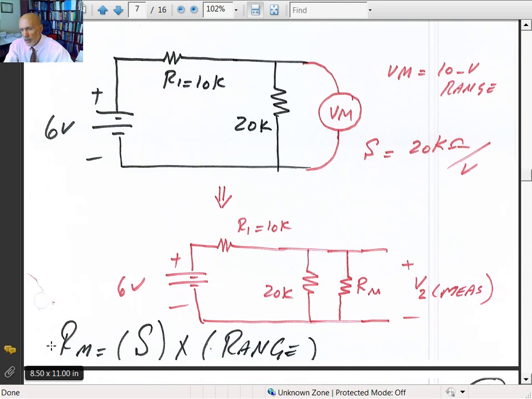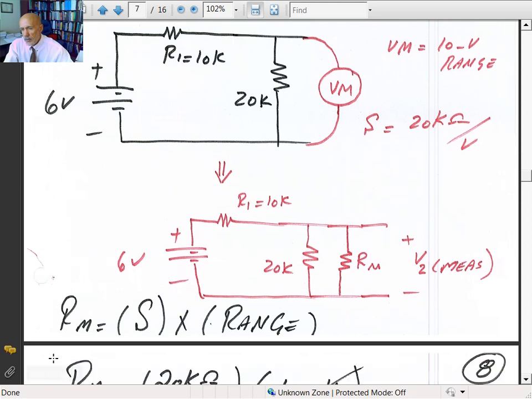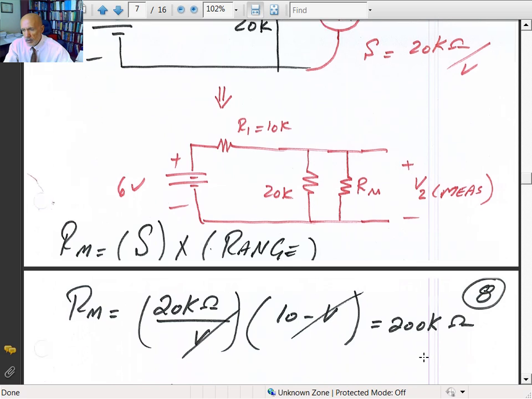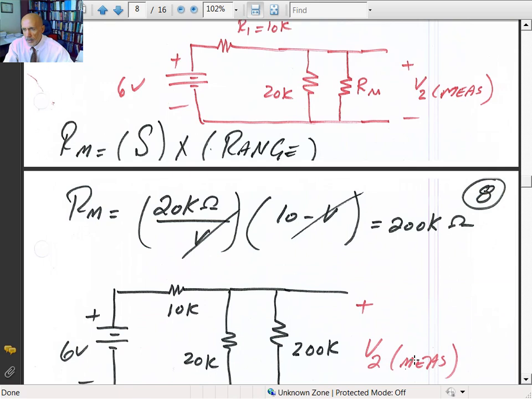Now, the R of the meter, if it's 20 kilo ohms per volt, so for every volt you have 20 kilo ohms. So the R of the meter is always equal to sensitivity times the range, or scale. R of M is 20 kilo ohms per volt, you're on a 10 volt scale, volt and volt cancel out. So the internal resistance of the meter would be 200 kilo ohms. Again, as soon as you put a voltmeter across the load, you're really putting 200 kilo ohms resistance in parallel with your output R2.